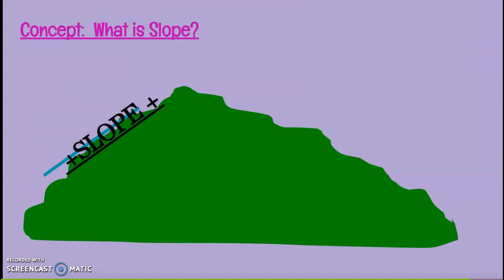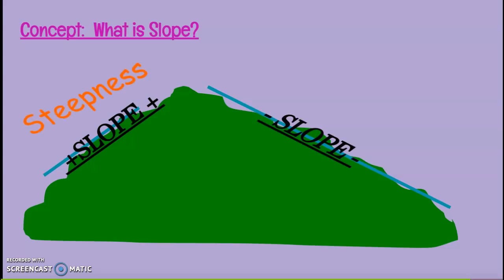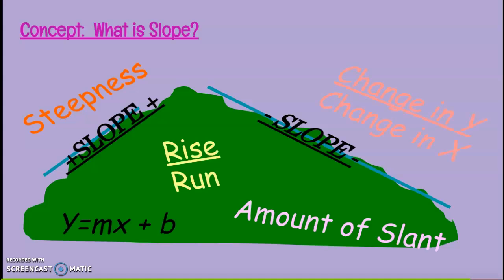What is slope? Well, we have positive slope, which is going straight up in the steepness, or we have negative slope going down. Slope is represented as a change in y divided by a change in x. It's also the amount of slant. It can also be represented as the rise over run, and our formula is y = mx + b.